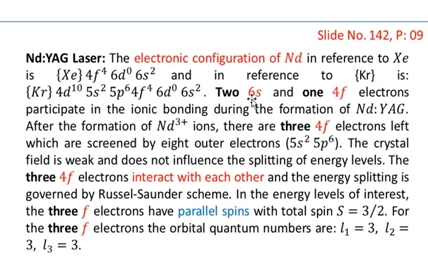Now, two 6s electrons and one 4f electron, so a total of 3 electrons, participate in the ionic bonding during the formation of the Nd-YAG. After the formation of the neodymium triply ionized ion, that is the Nd3+ ion, there are 4f electrons left, which are screened by 8 outer electrons, 5s2 and 5p6. These 8 electrons screen the nuclear charge.